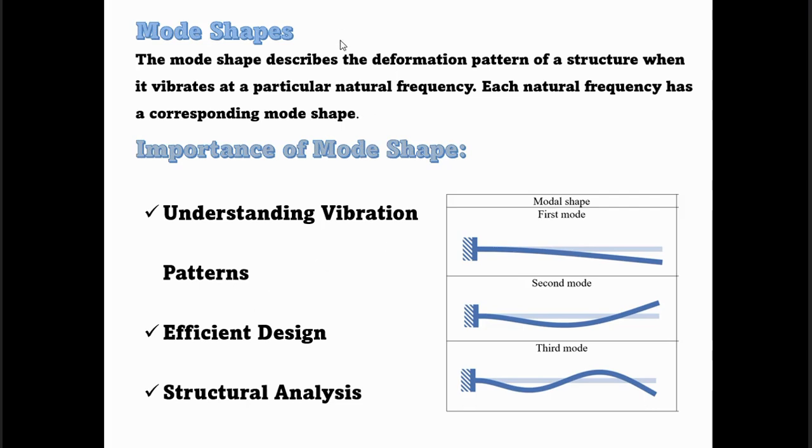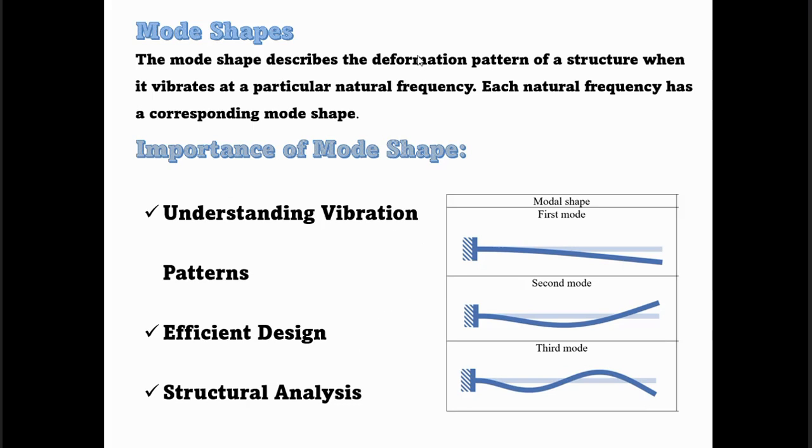The second is effective design. If you find any harmful deformations in any of the modes, then you can redesign or modify the design. So that is one importance of finding the mode shapes.